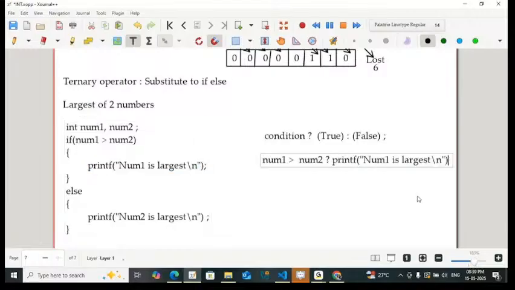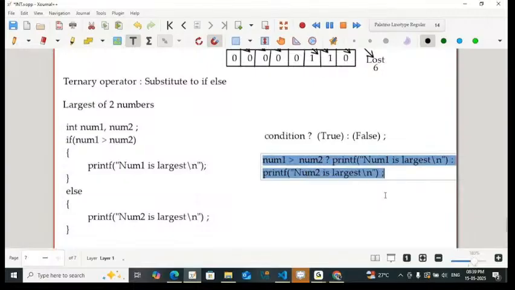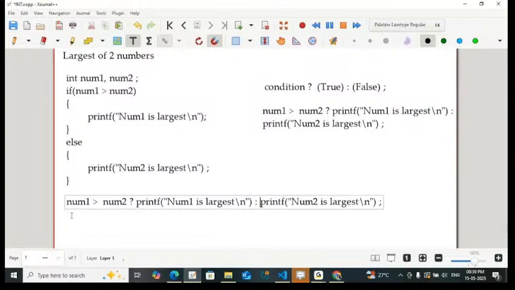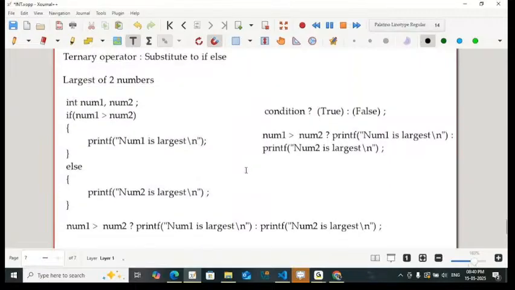If it is true, I want to say num1 is largest, so I write it here. Otherwise, colon, if it is false, I want to write num2 is largest, terminated by a semicolon. So that is how you write a ternary operator. It's an alternate to the simple if-else block. If you want a very simple if-else block, you can write a ternary operator like this. Do you understand?